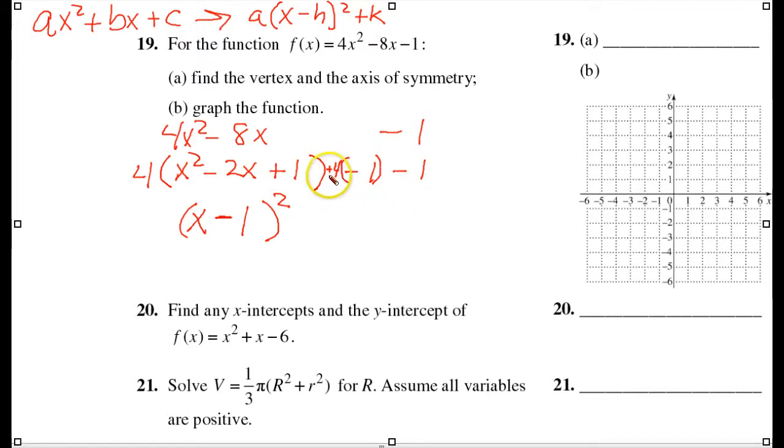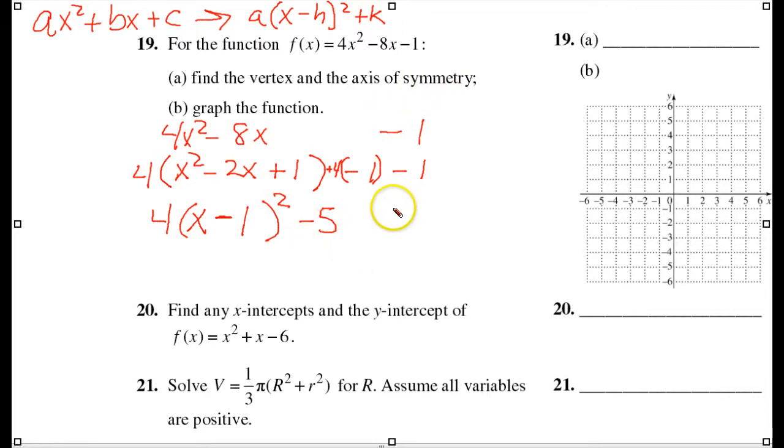So now we go, negative 1 times 4 is a negative 4, and another negative 1 makes this a negative 5. And of course we need this 4 here. So now we have converted from standard form into the vertex form. So for question 1, find the vertex and the axis of symmetry.